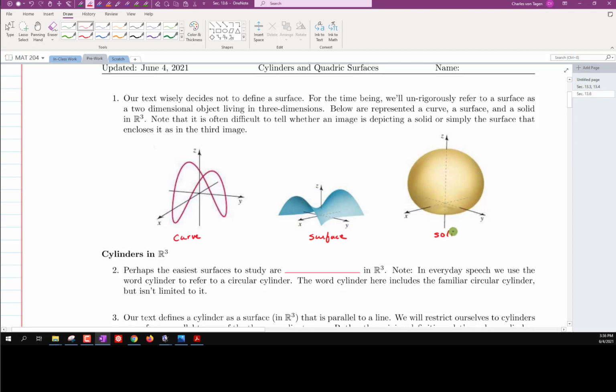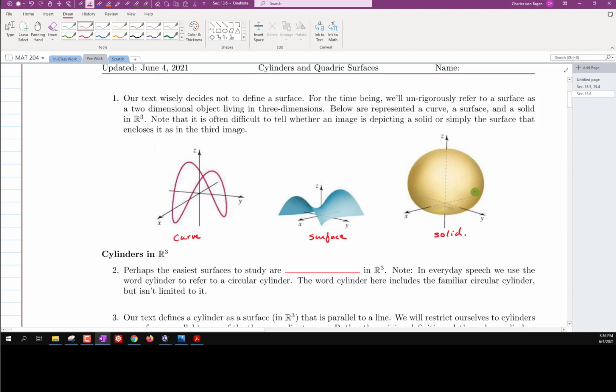To be honest, when you're looking at the graph of a solid, it's hard to tell if it's an enclosed solid like this, whether I'm referring to just the outer shell, in which case I would be talking about a surface, or if this is the entire region enclosed, including that shell, in which case I'd be talking about a solid. So it'd be hard to tell without further context, but I am calling that a solid.